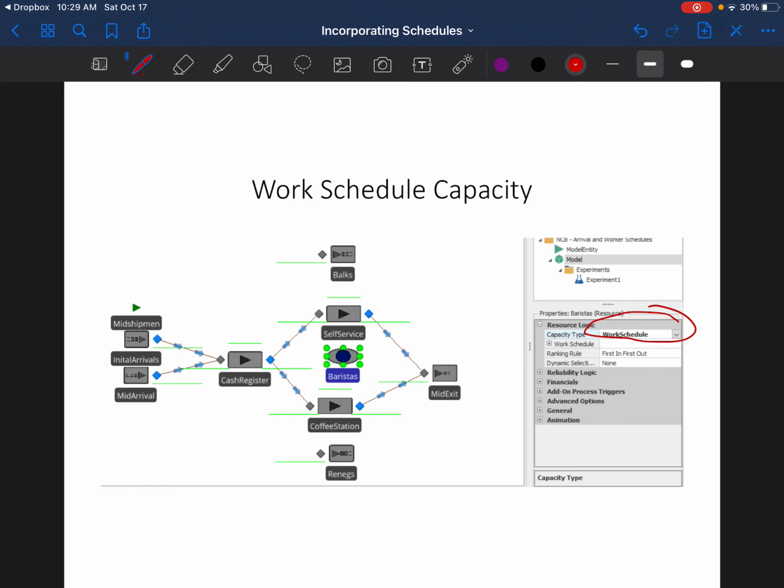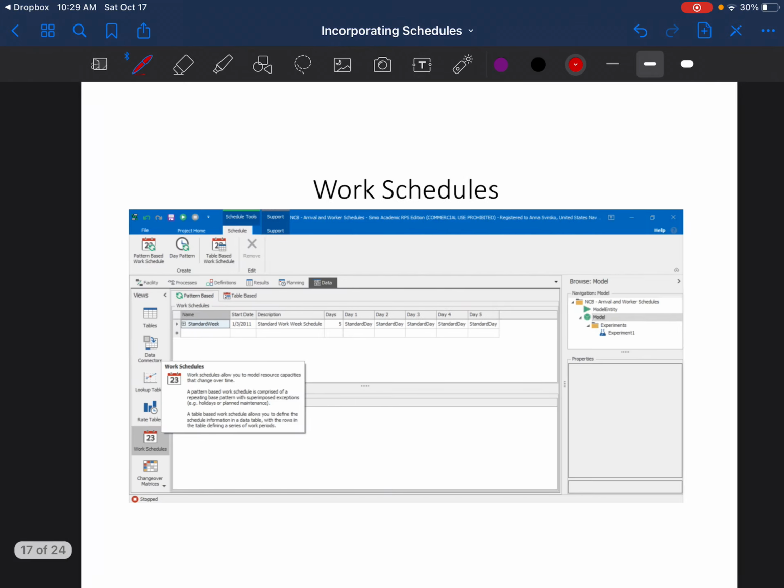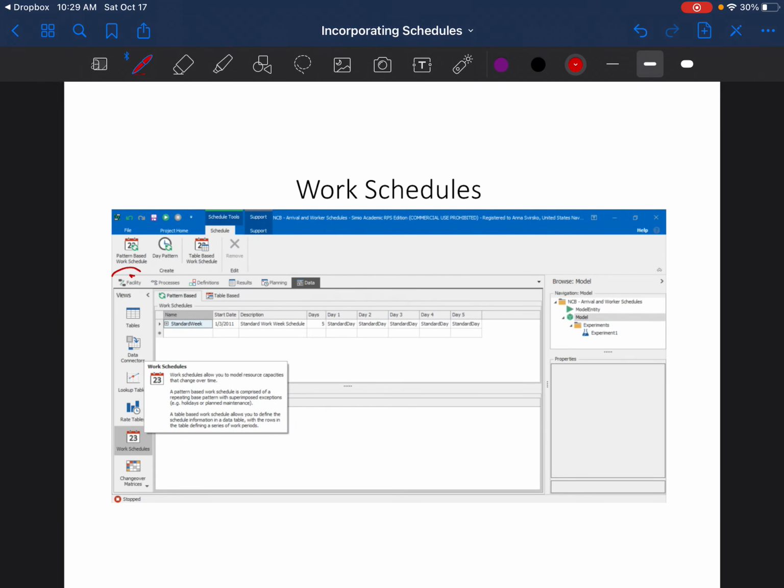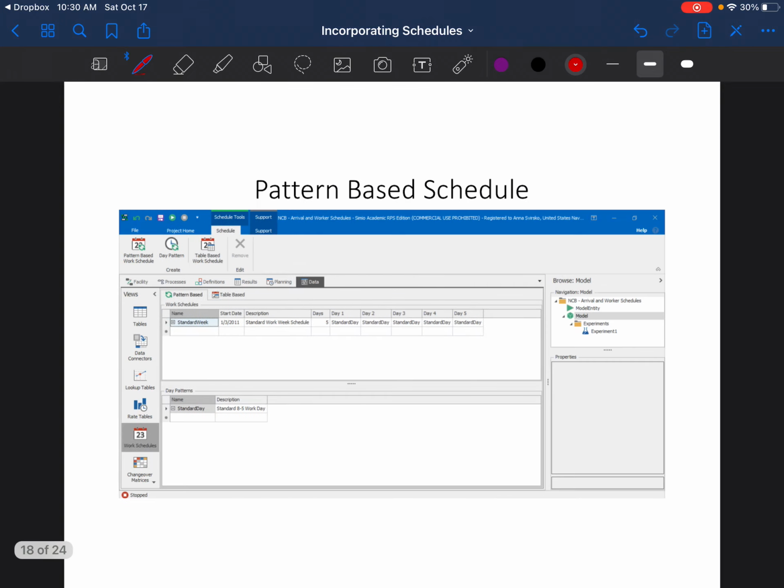I don't know if it was clear in the previous part, but the way we do that is we have to back out, and remember we were in the facility part, but we actually have to be in this data part to load these tables. Okay, so before we did a rate table. That was this button. Now we're going to do a work schedule table. So that's what we have to click here.